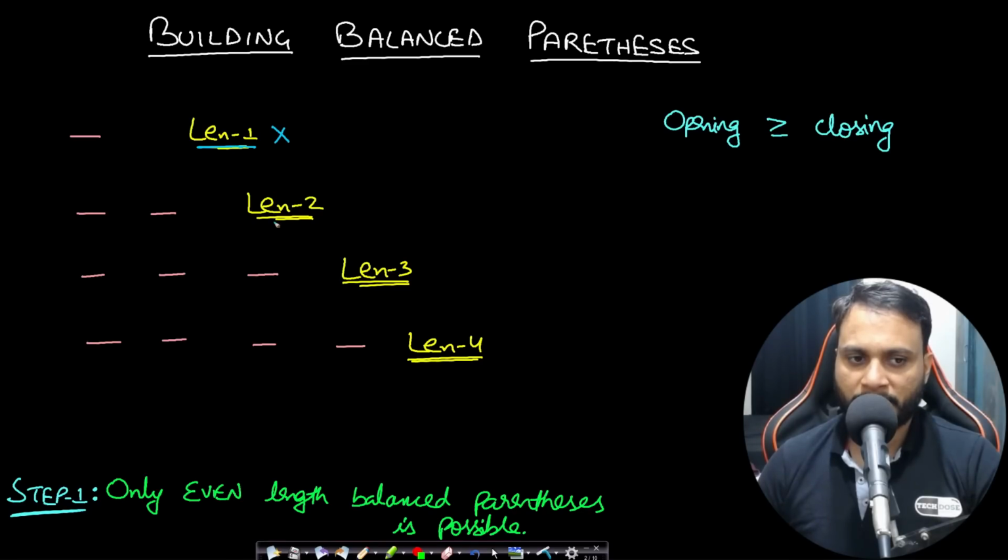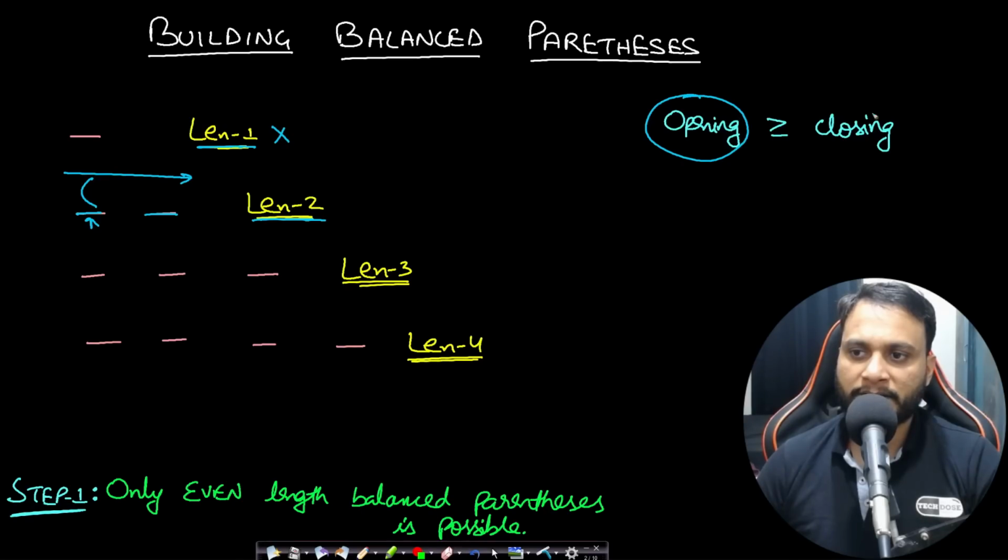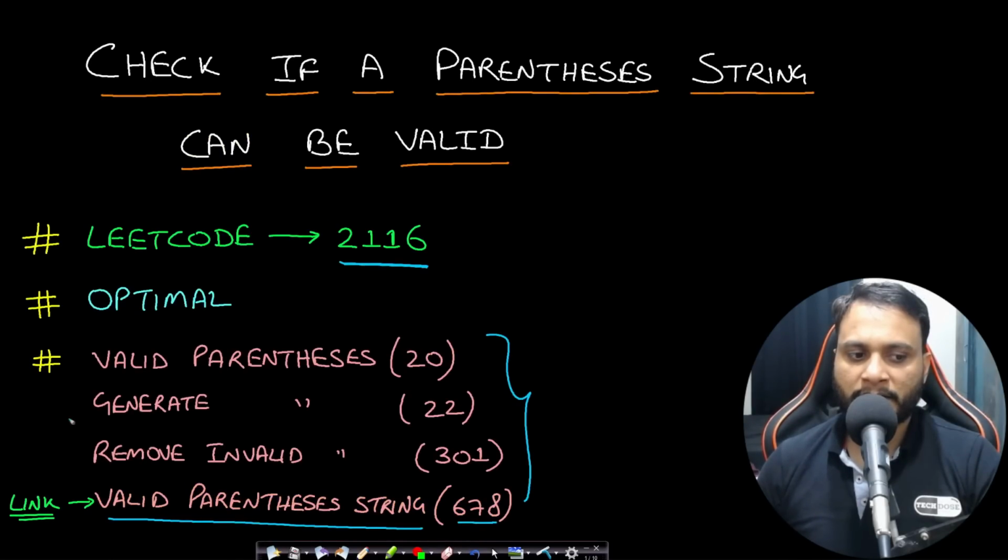It is impossible. If I give you length 2, then how do you make a balanced parentheses string? There is only one way. For the first position, you cannot put a closing bracket. You have to always put an opening bracket. So you should always remember that whenever you are filling from left to right, the number of opening brackets must always be greater than or equal to the number of closing brackets. And this you can easily learn by solving the Generate Parentheses problem.